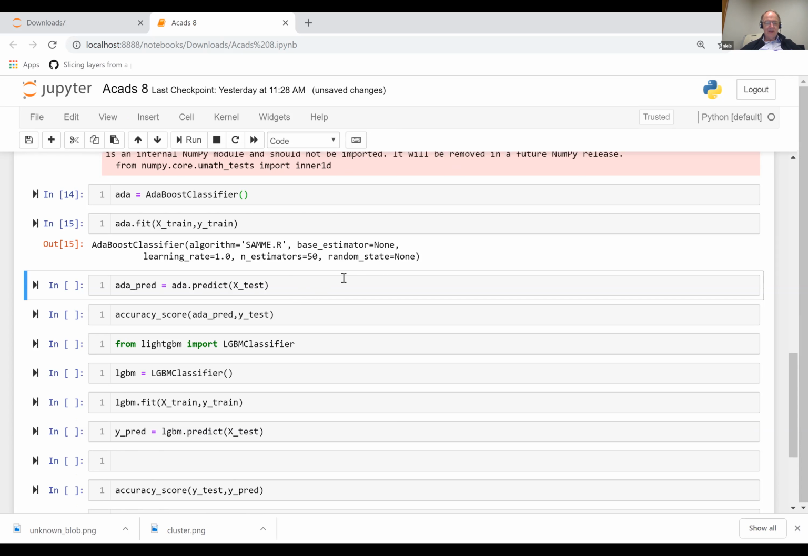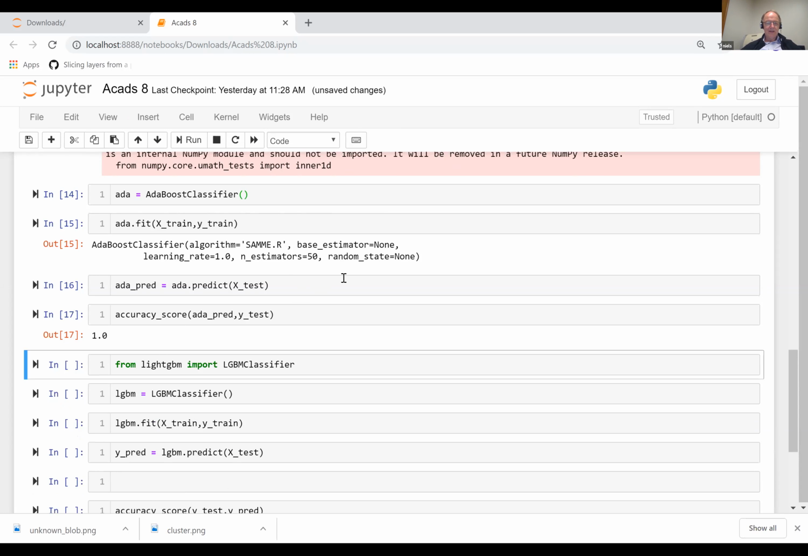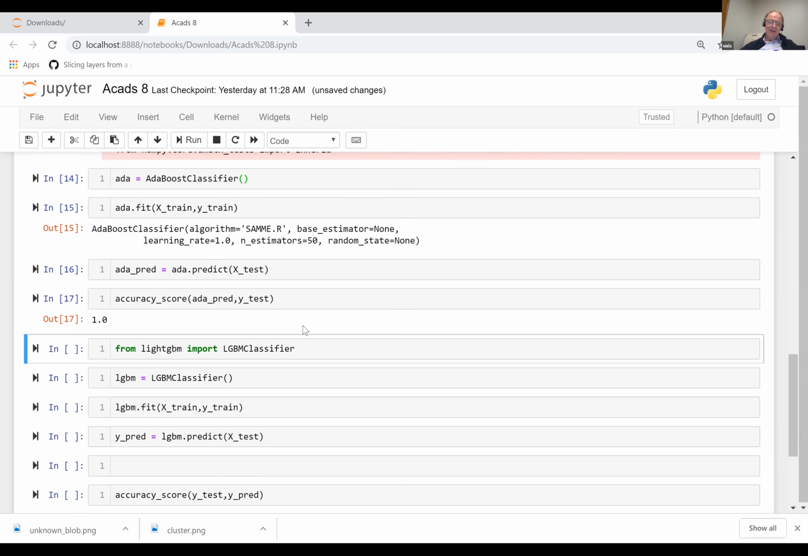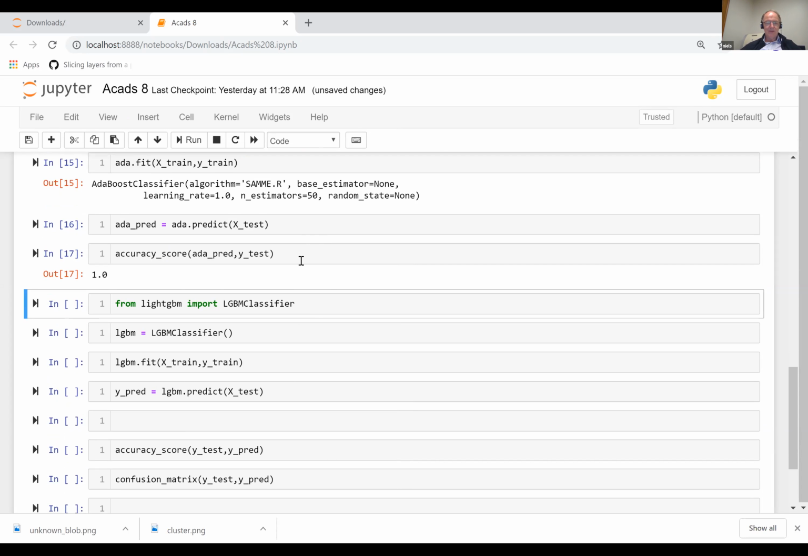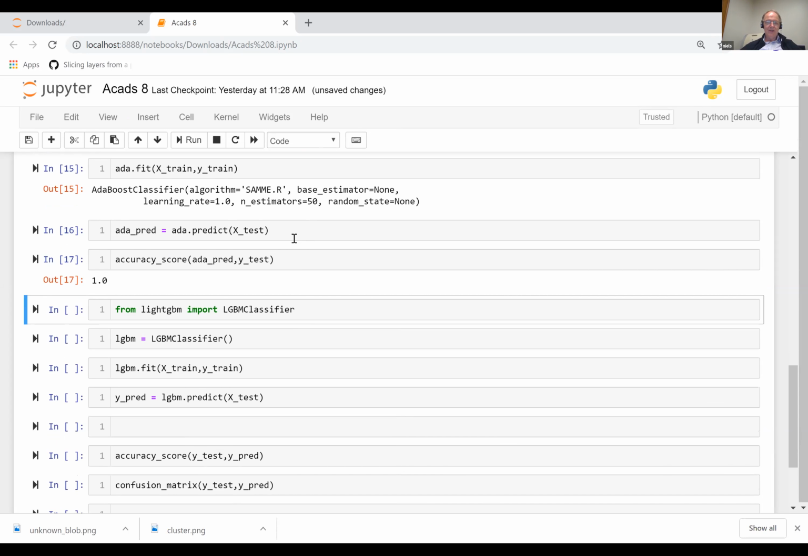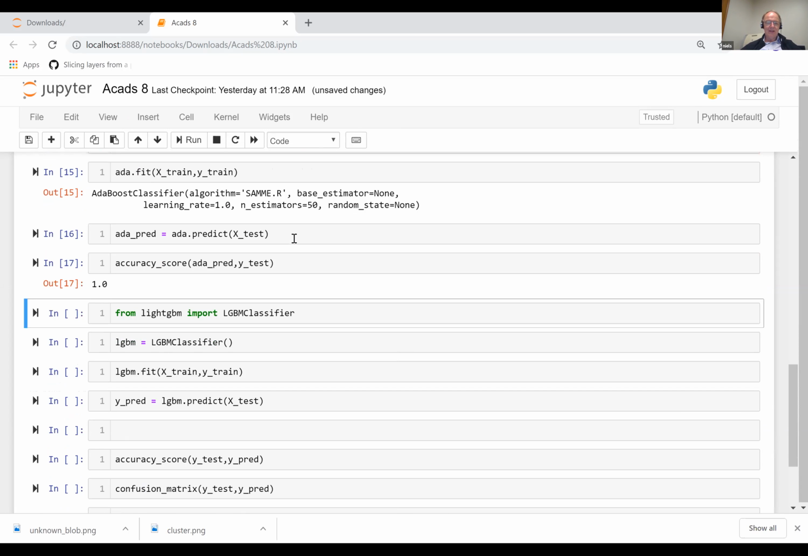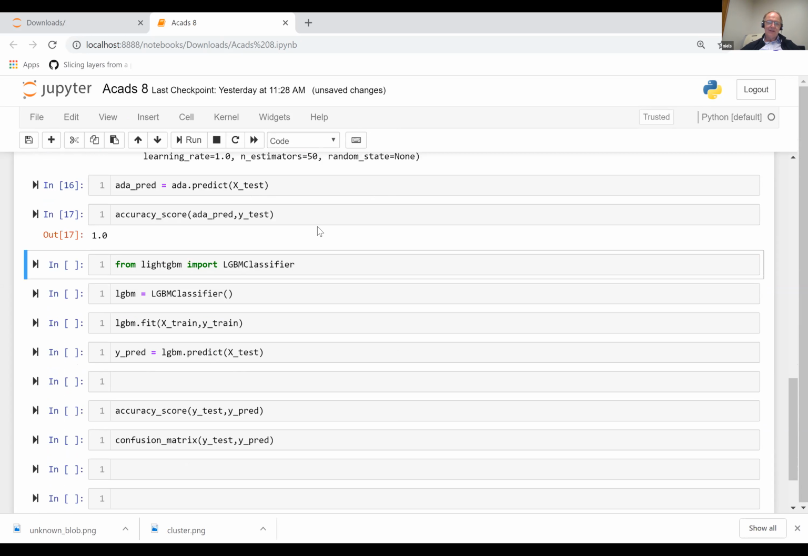Let's see how well it predicts on the test set. And let me look at the accuracy score from the test set. And my God, it aces the test set. So it's trained on the training set, but it correctly predicts everything correctly on the test set.